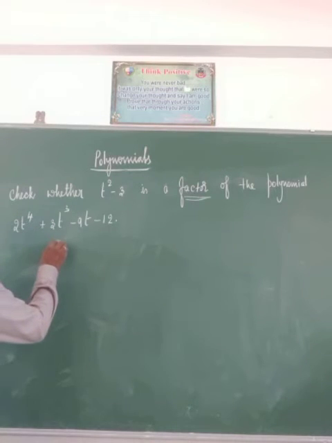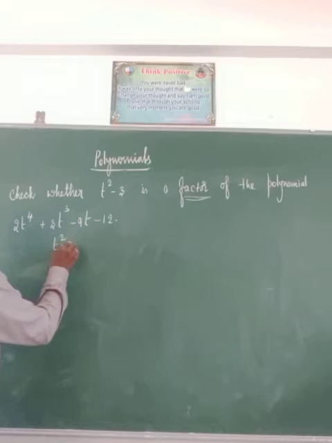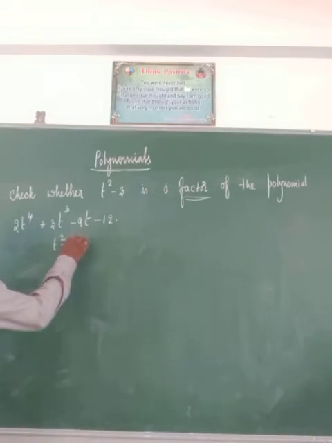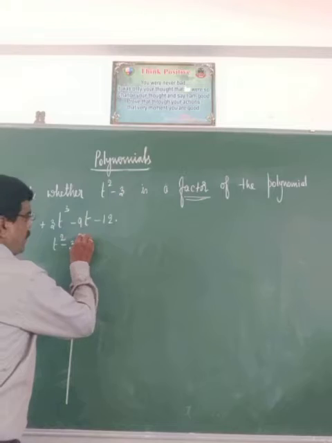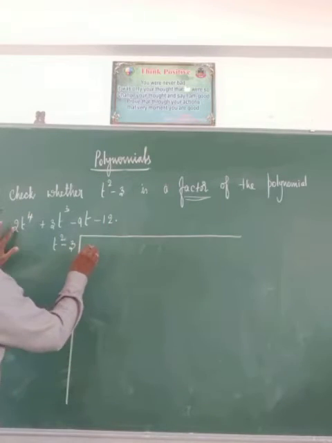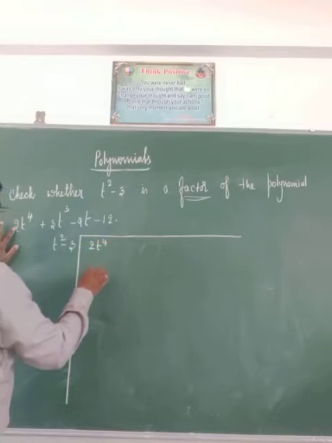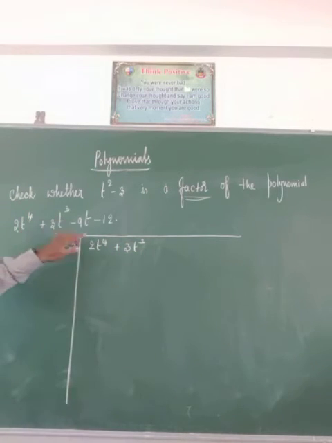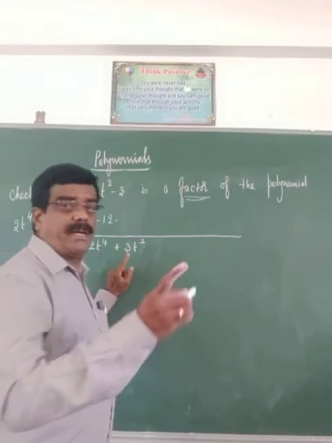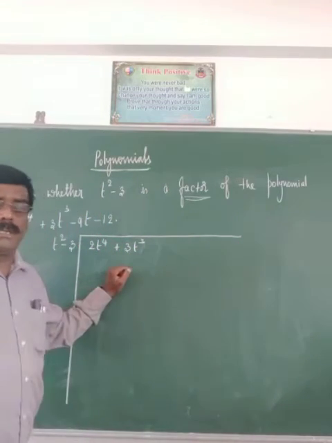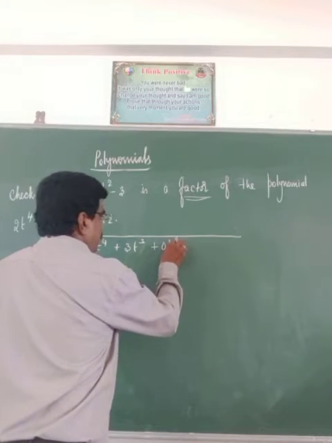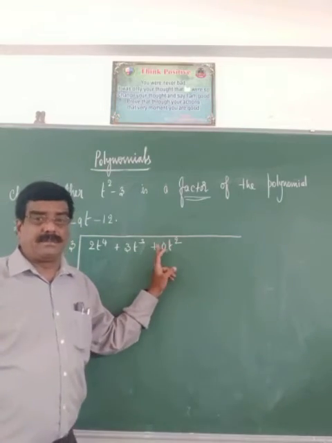That is t square minus 3. T square minus 3. And again here, like this we write 2 t to the power of 4 plus 3 t cube. See children, after 3t cube, t square term should come. But there is no t square term given. So what we write, we'll add and write 0 t square. Please learn this, children.